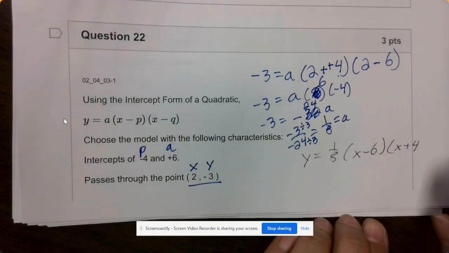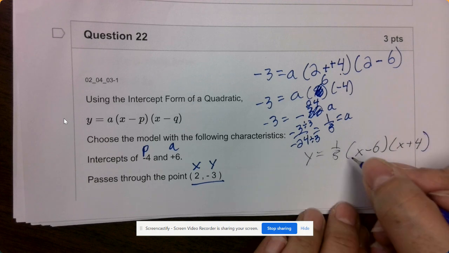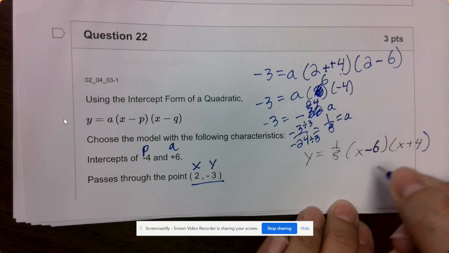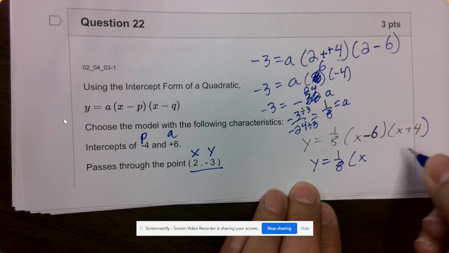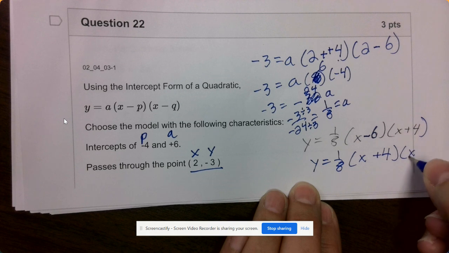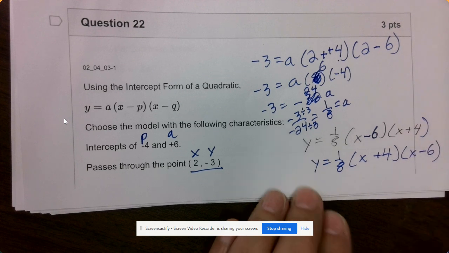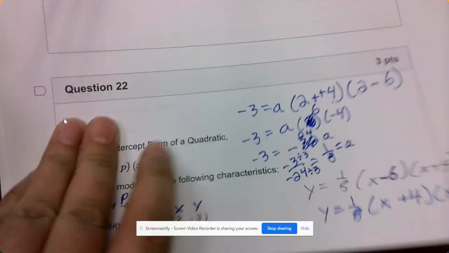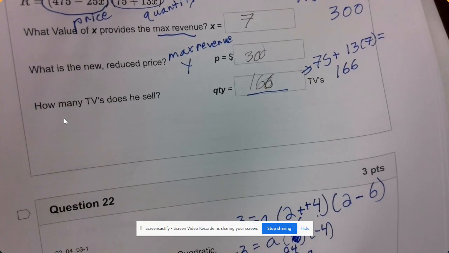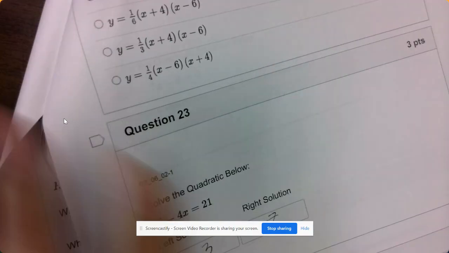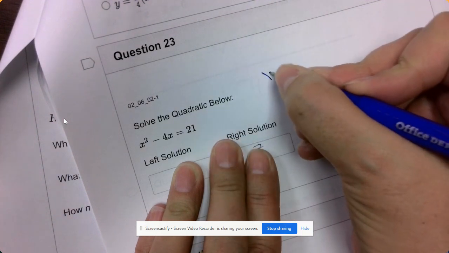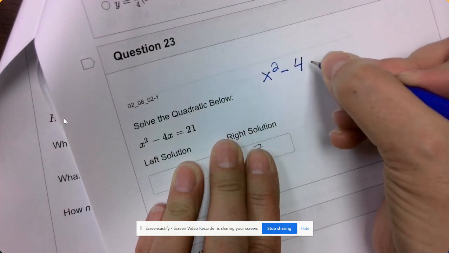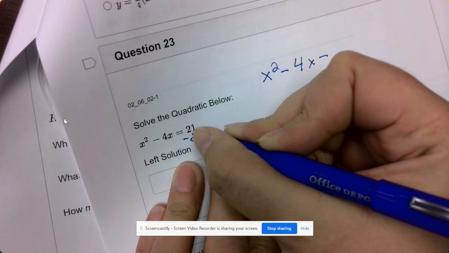So it's going to be 1/8 times X minus 6 times X plus 4. You also could have written it as 1/8 times X plus 4 times X minus 6. Okay, either way we'll work on this one. Okay, 23, so we got this one. We're going to solve it. I'm going to get everything on the first side before. So I'm going to subtract 21 from both sides.